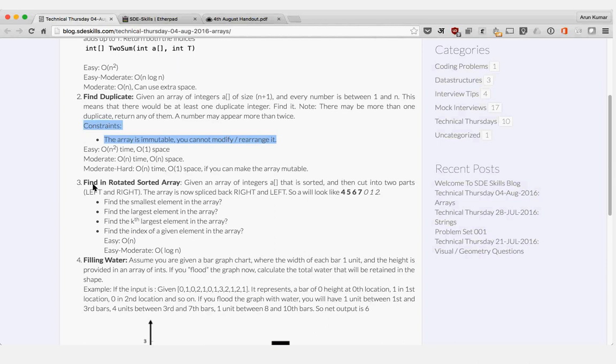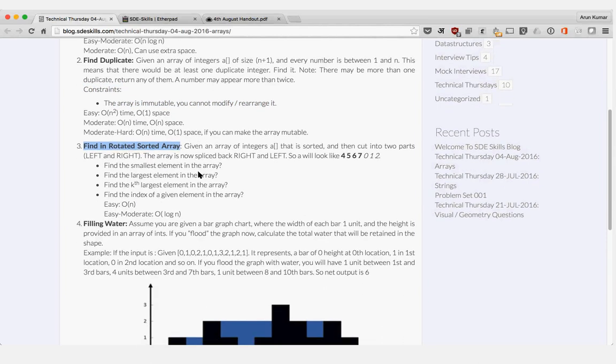So let's move on to the next one. The rotated sorted array. This is a very standard question in interviews usually.